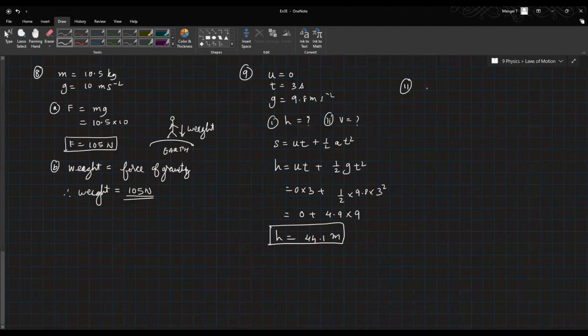The second is velocity. We have the formula v is equal to u plus at. The same formula is written as v is equal to u plus gt. So this is 0 plus 9.8 into 3. So velocity is 29.4 meter per second.